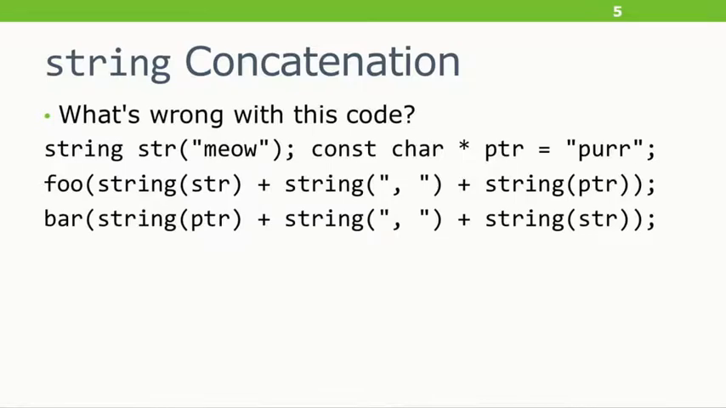And I want to concatenate them with commas. Put the meow first, put the purr second. One is a std string. One is a const-char star. So I want to concatenate them. I saw a user actually doing this.